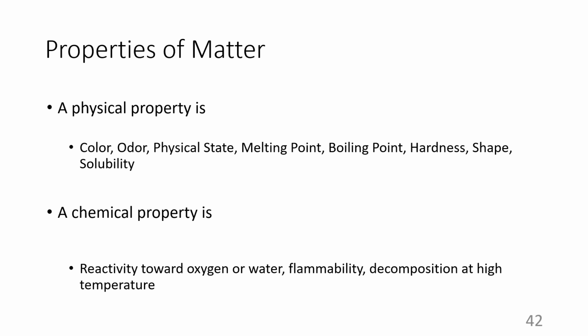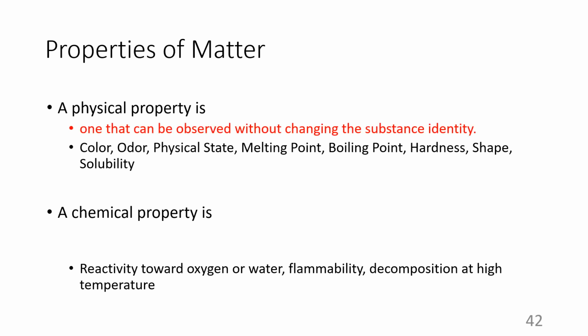So matter can be classified by its physical properties and also by chemical properties. What is the difference? A physical property is one that can be observed without changing the substance's identity. Things like the color, the odor, the state, the temperature at which a substance melts, that is, goes from solid to liquid, or the temperature at which that substance boils, goes from liquid to gas, how hard or soft the object is, the shape of the object, or how it dissolves in a particular solvent. All of those are physical properties because they're not changing the substance's identity.